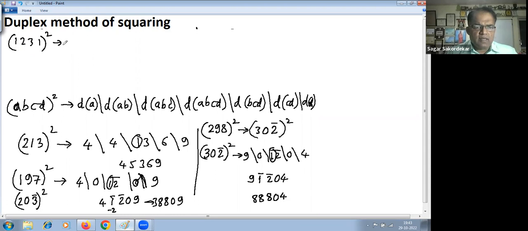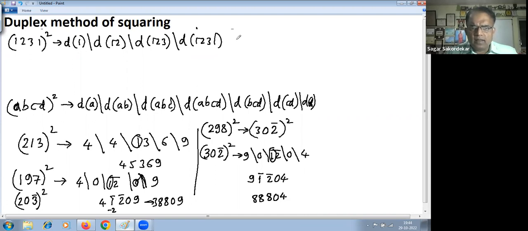So I'll just write the steps because it's the first time you are doing 4-digit. Duplex of 1, duplex of 1, 2, duplex of 1, 2, 3, duplex of 1, 2, 3, 1. That is all 4 digits you are taking. Then duplex of the last 3 digits, 2, 3, 1. Duplex of the last 2 digits, that is 3, 1, and then duplex of 1.